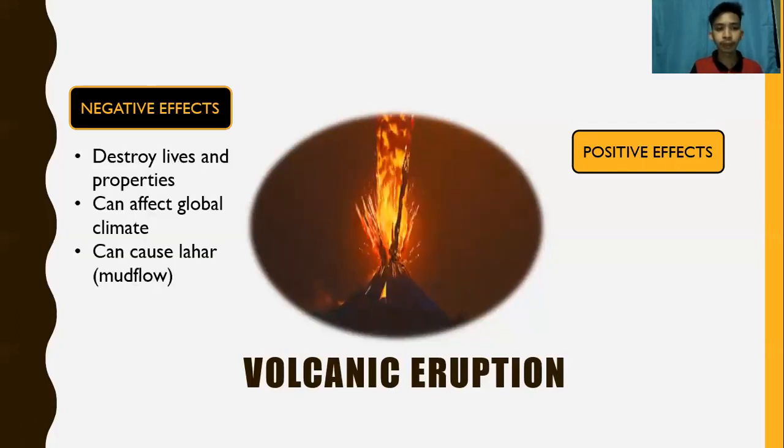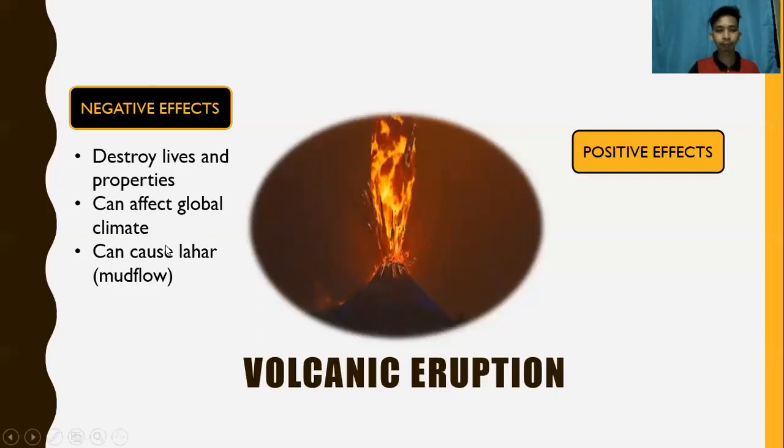The first one, it destroys lives and properties. During volcanic eruption, people may be killed, even animals or plants, because of the spreading of lava. Next one, it can affect the global climate. The release of too much ash in the atmosphere can decrease the global temperature, thus affecting the global climate.